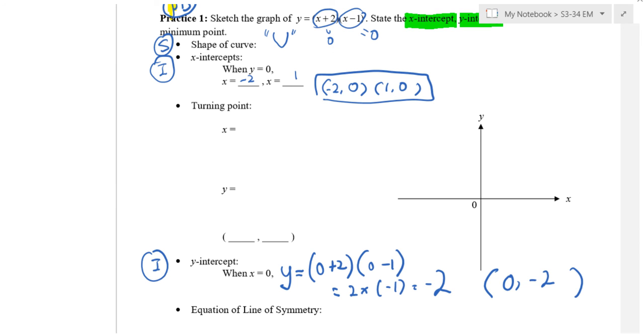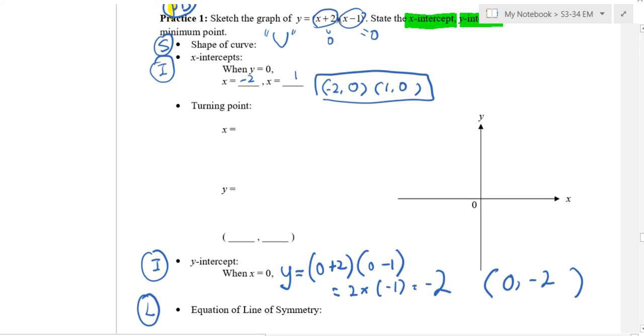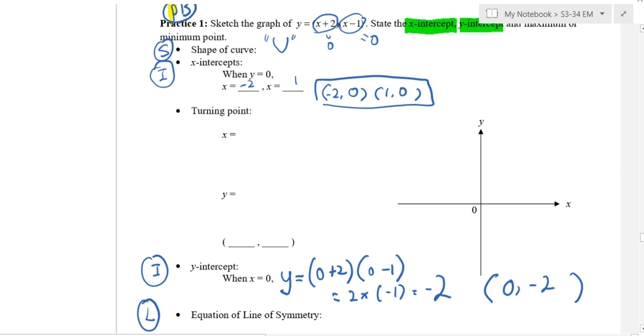Okay, now next. L. L stands for line of symmetry. Jin Yang, for this kind of graph, how do I find line of symmetry? Forgot. Turn to the last page. Jia Yan, how do I find line of symmetry for this kind of graph? This kind of bracket. How do I find line of symmetry? Mirror line. How do I find mirror line? Not sure.